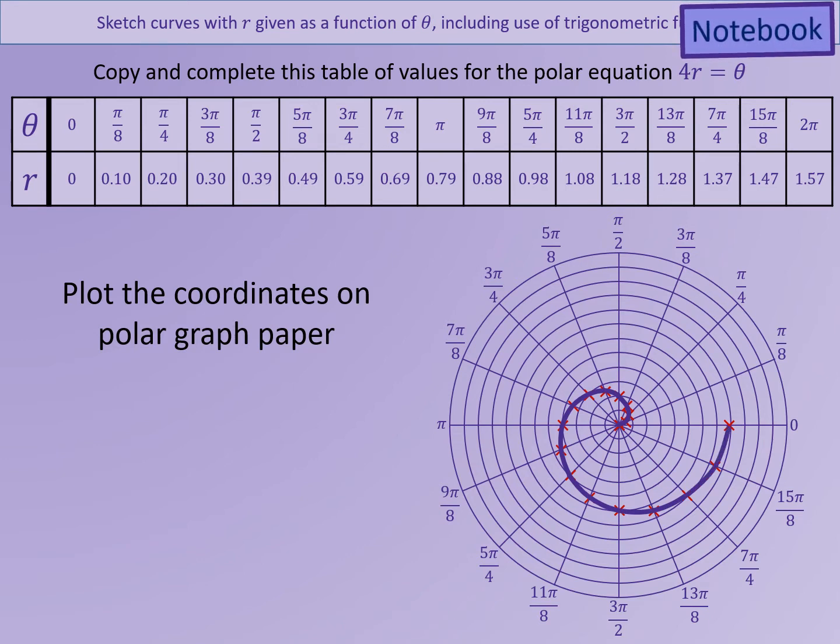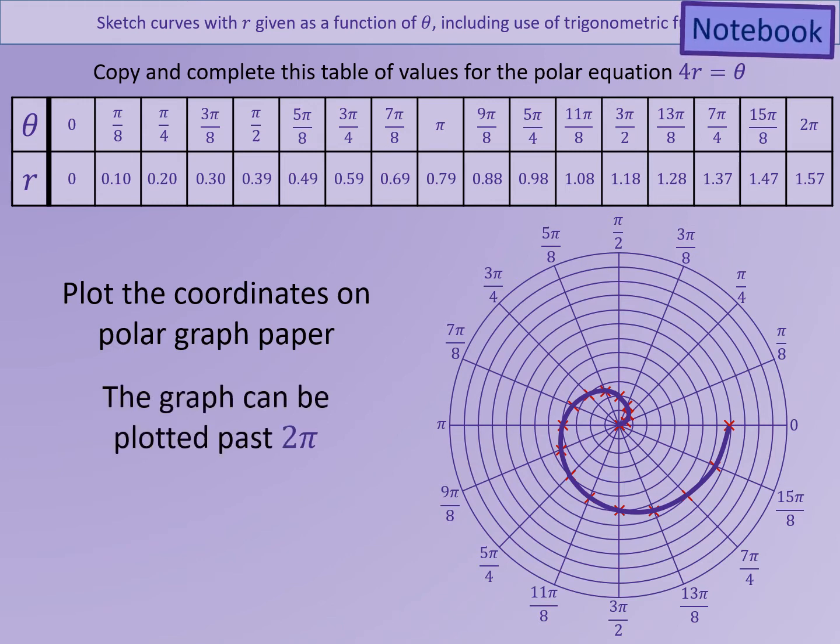So this is the curve 4r equals theta for values of theta between 0 and 2 pi. We could continue this beyond 2 pi by continuing to substitute in values of theta. And this gives us a spiral.